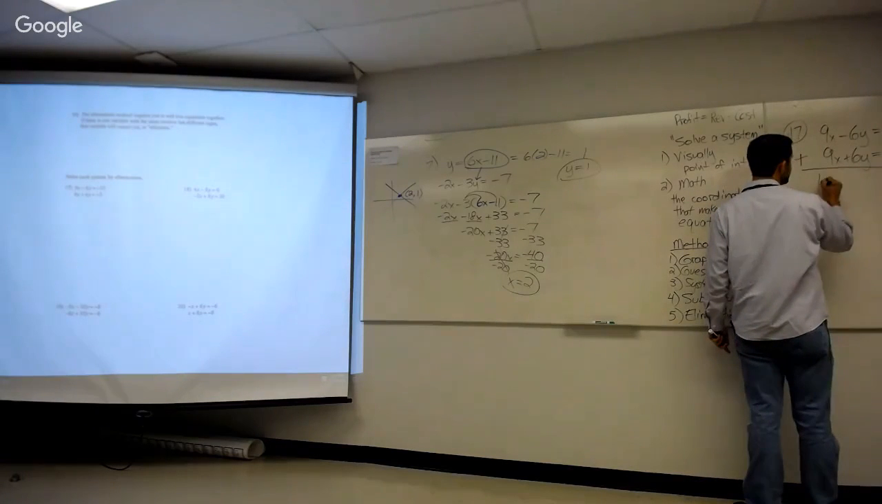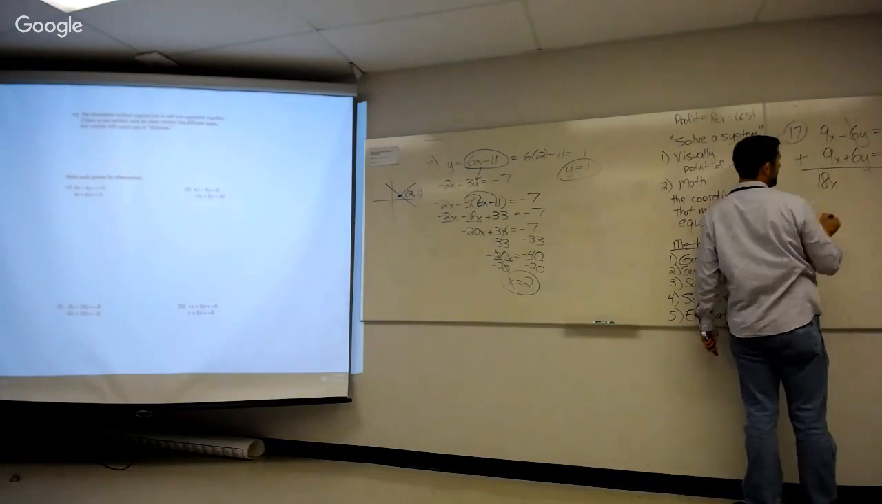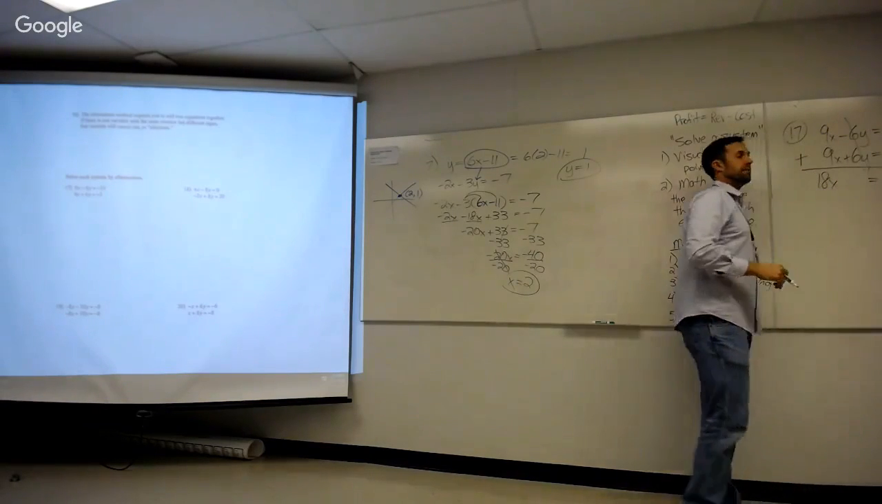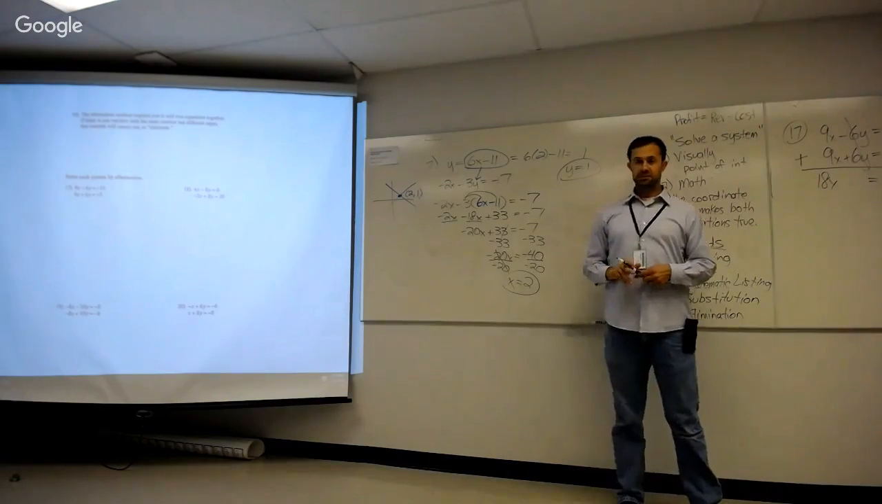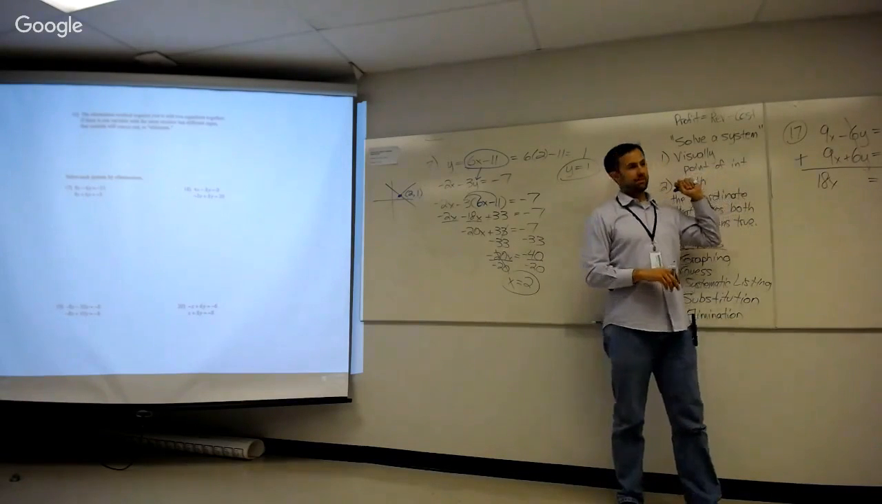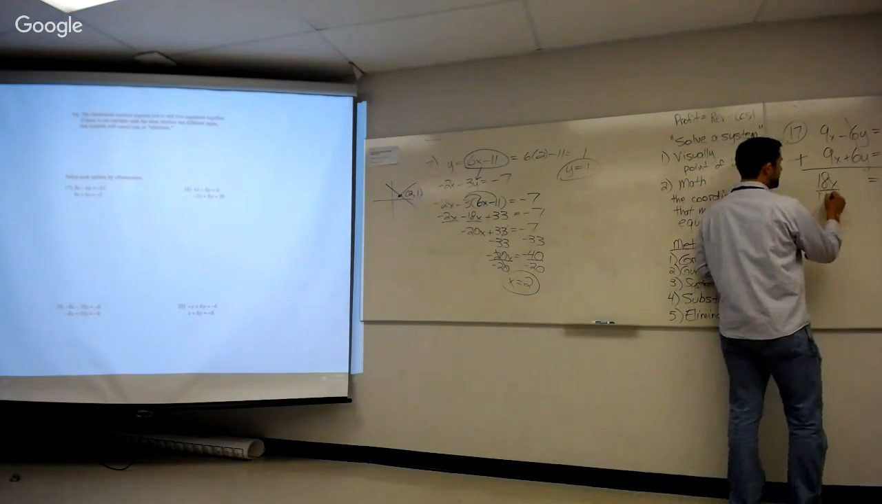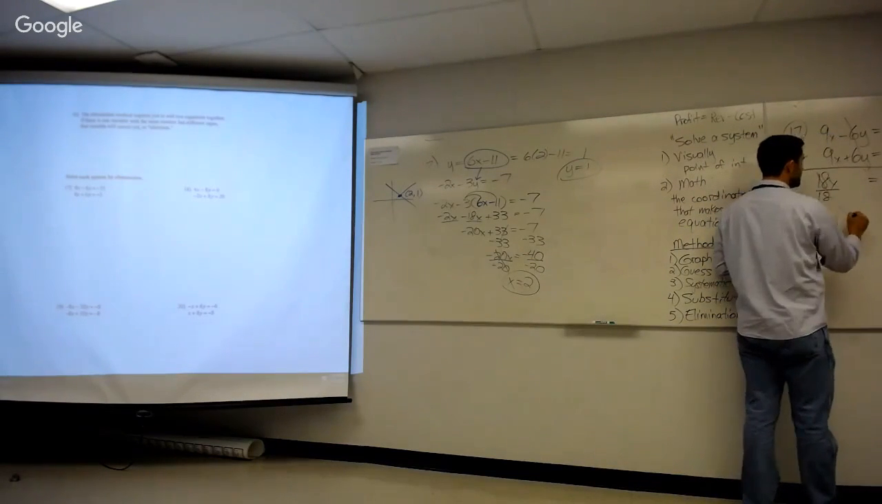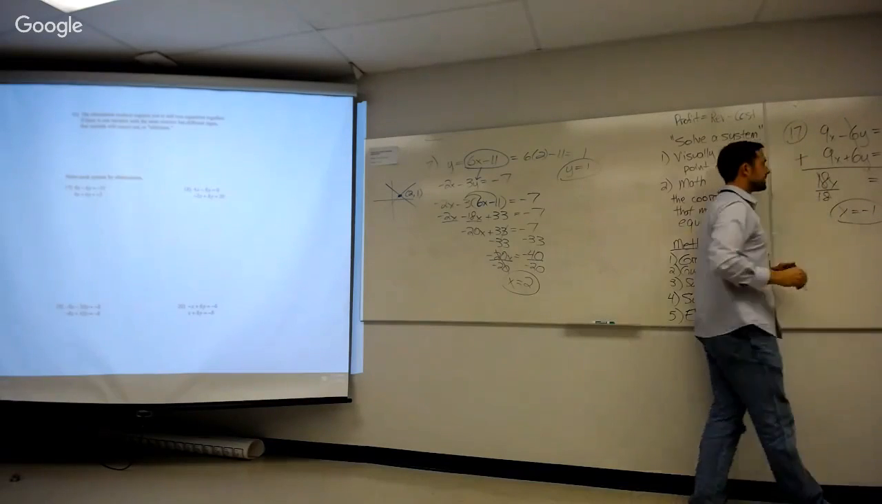9x and 9x is 18x. The y's cancel out, and then we have negative 18 over here. A lot of people love elimination for this reason right there, you so quickly get to something simple. It's delightful. So now what do we do? We just divide off the 18. And now we have x equals negative 1.